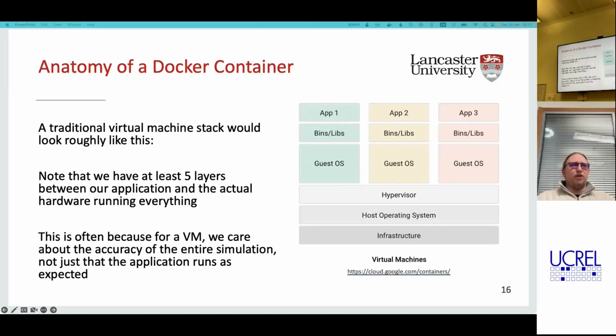So a traditional virtual machine would look roughly like that. Hopefully this isn't too surprising for anybody. You have your applications at the top, followed by their libraries and binaries, followed by a guest operating system that is then running on a hypervisor that presents virtualized hardware right down to the metal layer, which then itself runs on the host operating system, whether that be Linux or Windows or Mac, or CentOS if you're a masochist. And then underneath that is the actual infrastructure or hardware of your system.